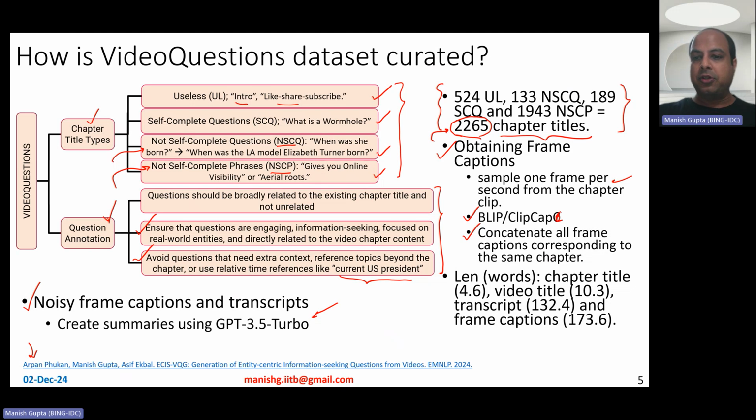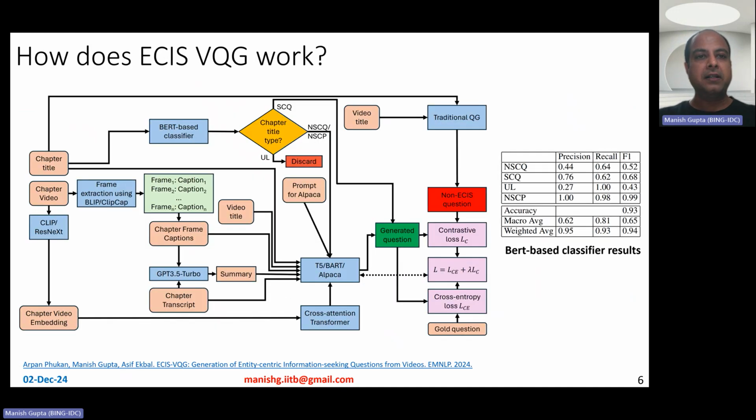Okay. So overall, across these 2,265 samples, we have the following lengths. Chapter title is about 4.6 words. Video title is about 10.3 words. So video titles are typically longer compared to chapter titles. We have transcripts which are very long, 132 words, and we also have frame captions which are about 173 words. Okay, and these are all the lengths per chapter. So for every chapter, these are the lengths that you have.